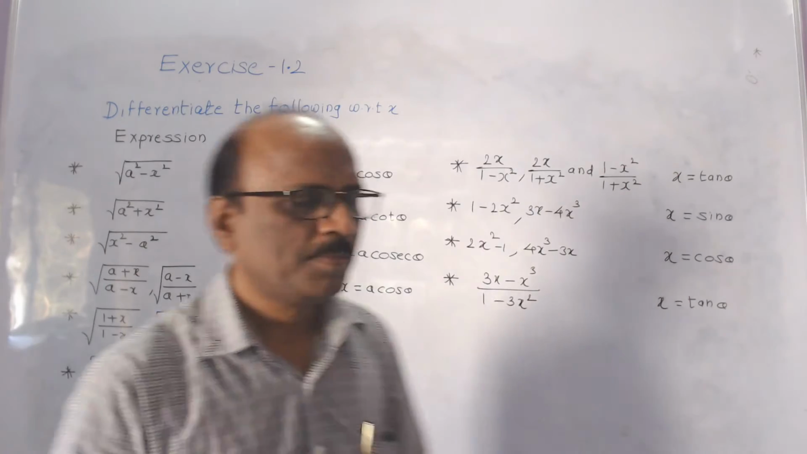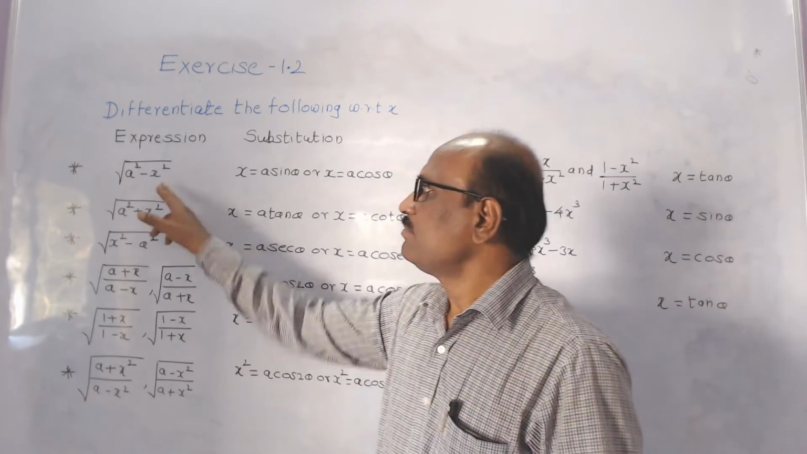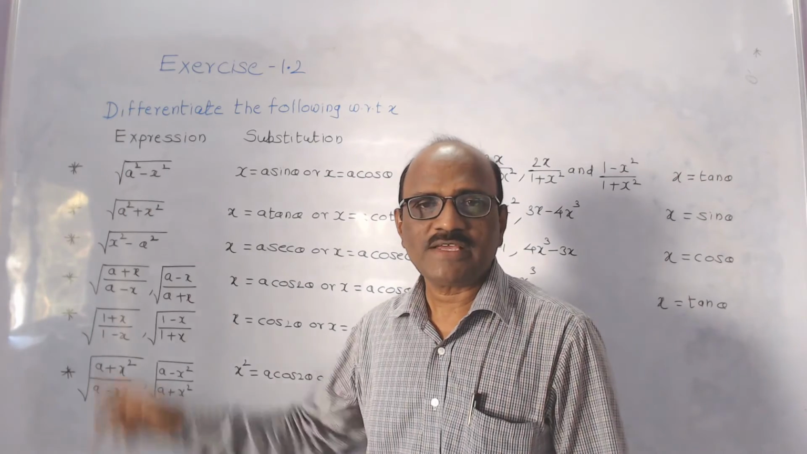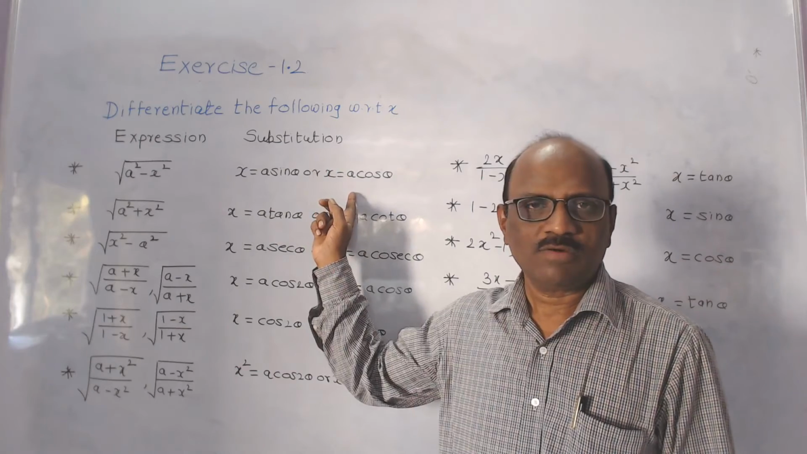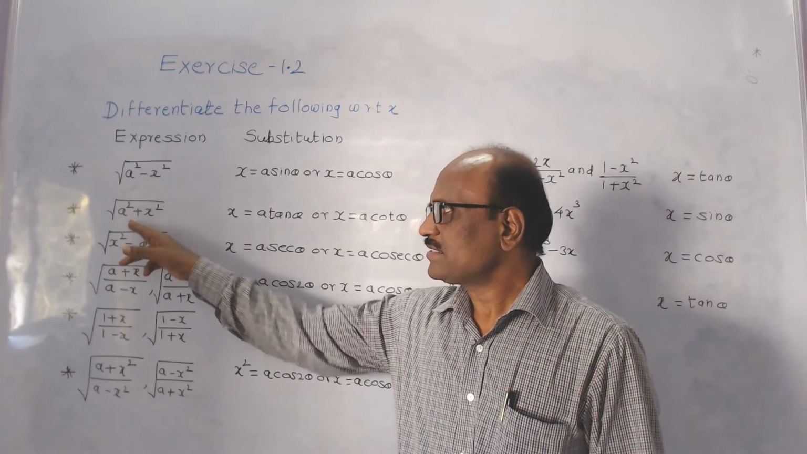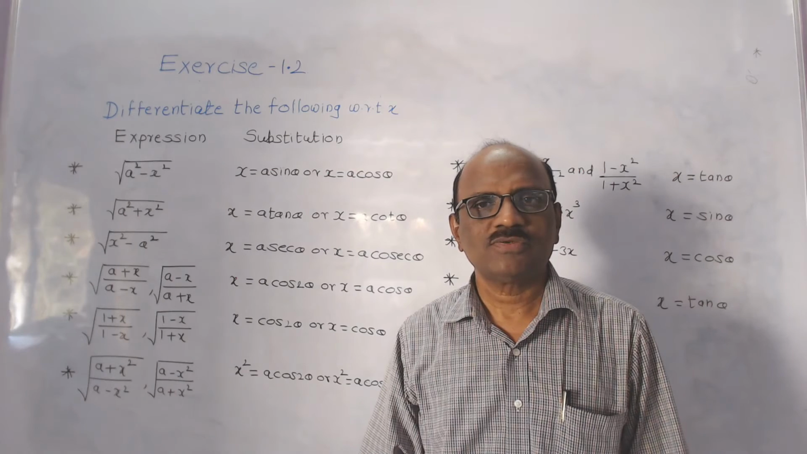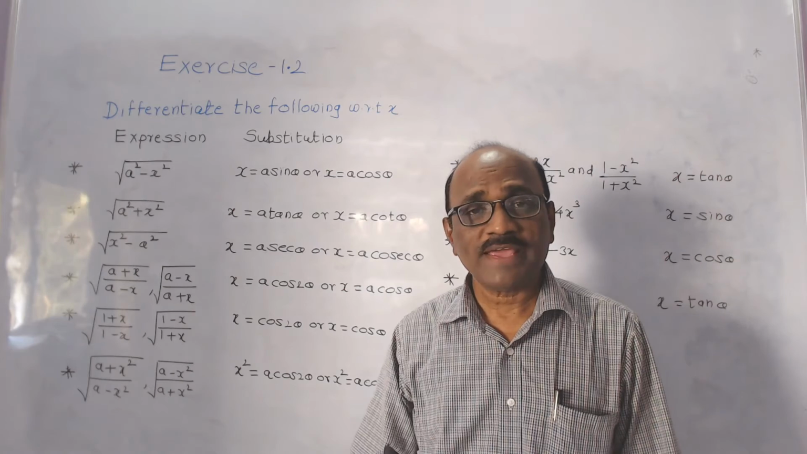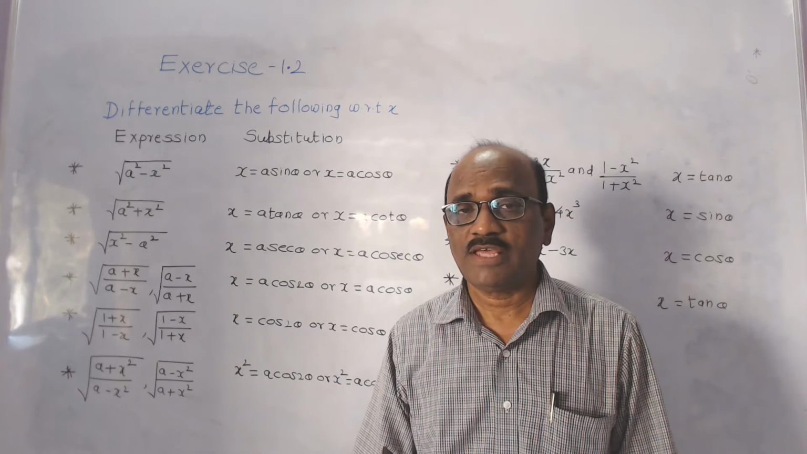Now see this here. The first is in root of a square minus x square. Then what is the substitution? You may take x is equals to a sin theta or x is equals to a cos theta. Next, in root of a square plus x square, then x is equals to a tan theta or x is equals to a cot theta. Next, in root of x square minus a square, then x is equals to a sec theta or x is equals to a cosec theta.